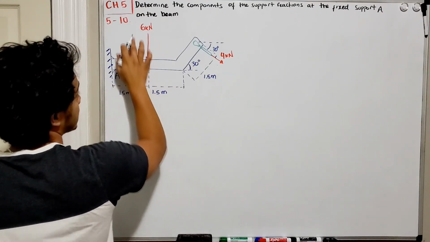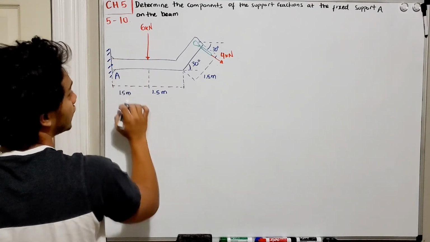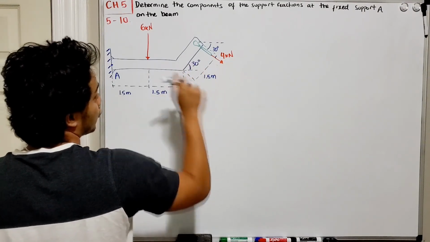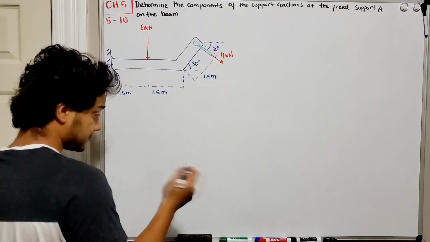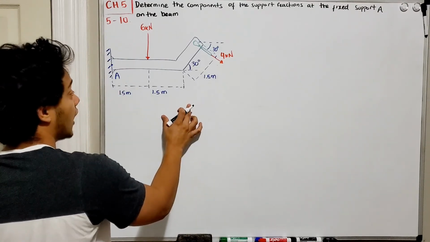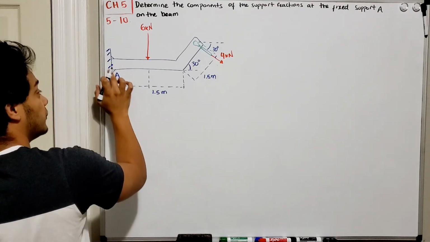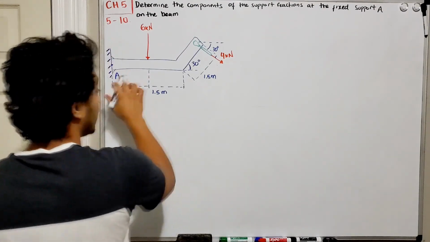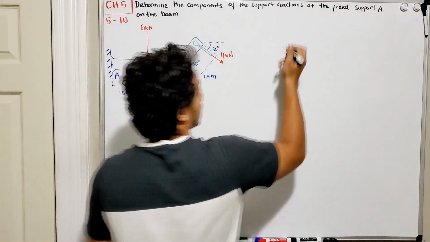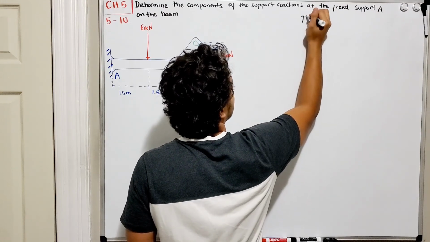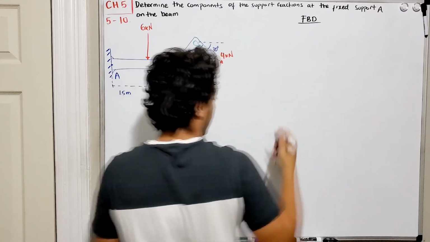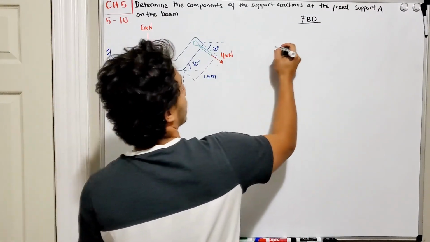So we have a 6 kilonewtons that's going down, and we also have this 4 kilonewtons that is going right and down, okay? So in order to do this problem and know the reactions that point A is doing, we need to redraw our free body diagram showing all the forces with all the reactions.